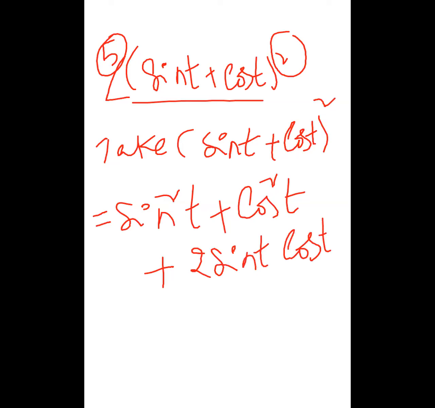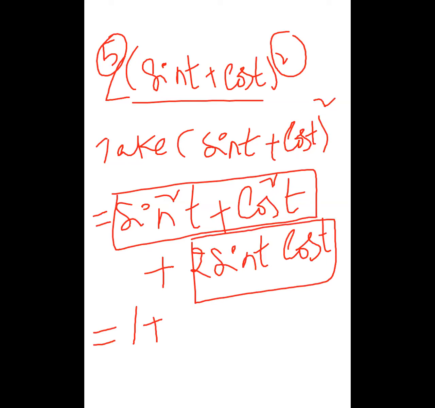In the first two terms, observe that sin square t plus cos square t equals 1, using the important basic formula of trigonometry. And the second one is also a very important formula of trigonometry, that is 2 sin t cos t. We know 2 sin theta cos theta. Here both angles are the same. If the angles were different, we would go to 2 sin A cos B.